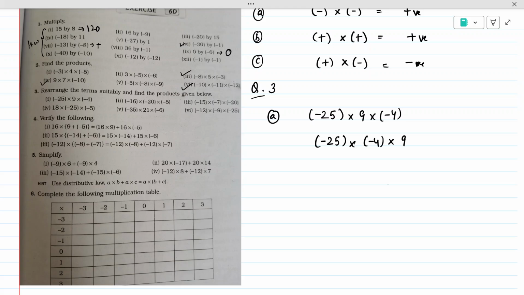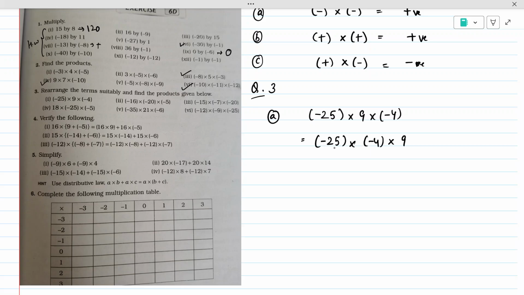Kids, we know the commutative property of multiplication, which says that if we multiply two numbers or three numbers such that a into b into c, then we can also write them as a into c into b, or b into a into c, or any form. But the product will be the same. So that's the reason we can arrange these integers in the case of multiplication at any position. Now we have arranged them on the basis of their sign, keeping the minus integers together.